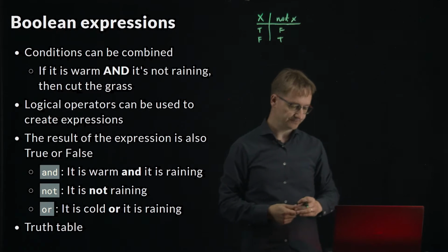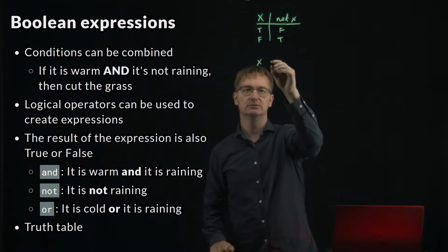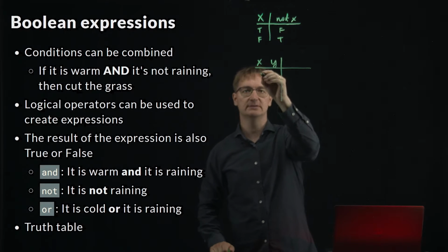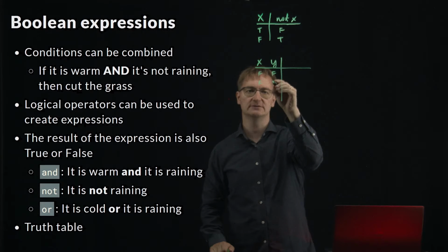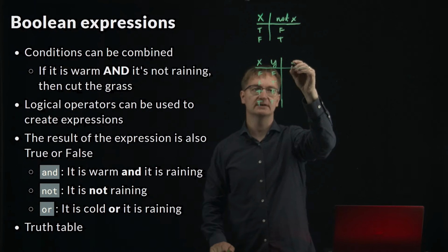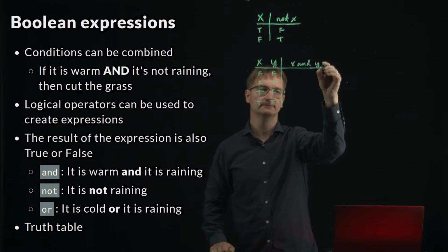Okay, let's go on. Then we have and. And here we want to use two variables, x and y. And let's see what happens if they are both false. If the first one is false, the other is true. The first is true, the other is false, and both are true. And let's see what happens if we say x and y.